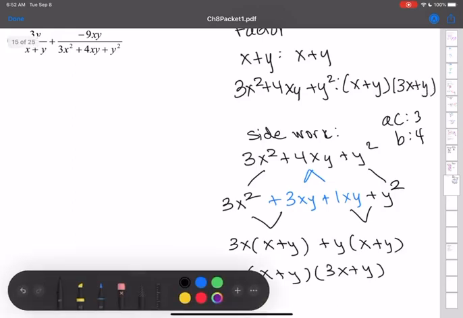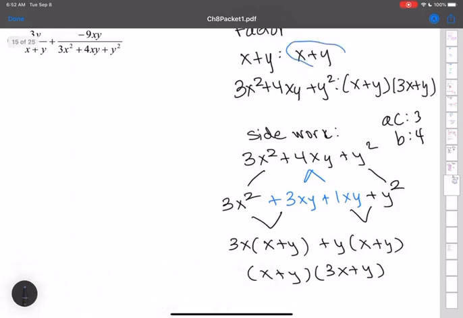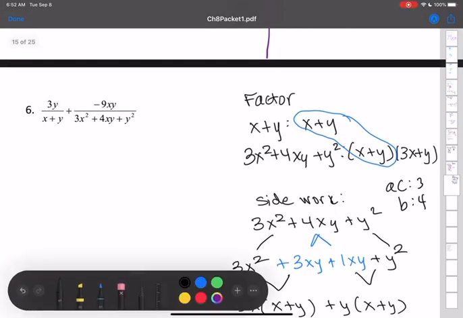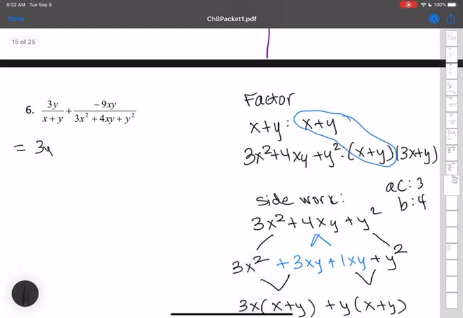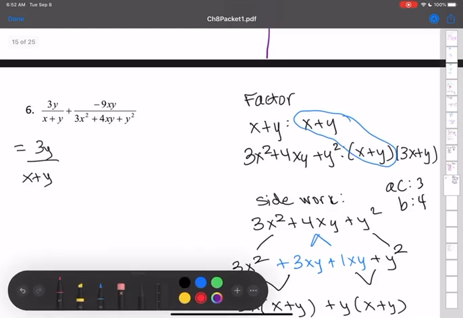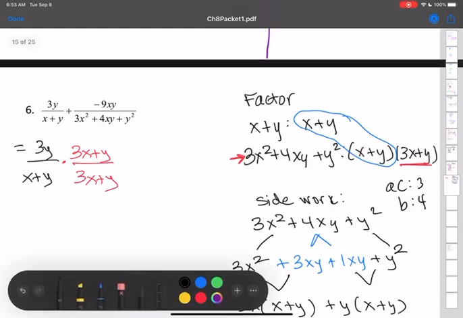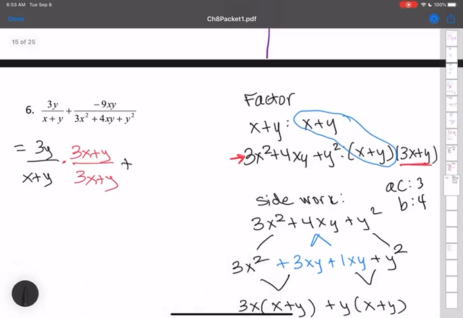I'm going to circle any factors that they have in common. So they have this x plus y in common here. So in this first one, 3y over x plus y, we have the x plus y, so we look at the other denominator, which is this one here. We see what factors it's missing. It's missing that factor of the 3x plus y. So I'm going to multiply this by 3x plus y over 3x plus y. And then I have my plus negative 9xy.